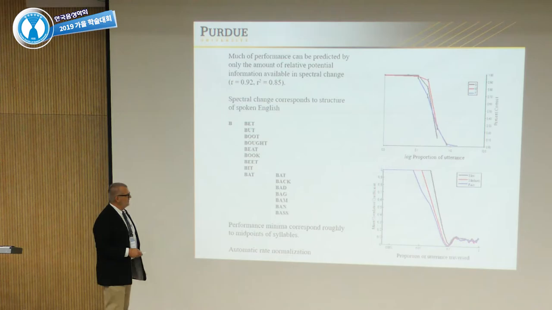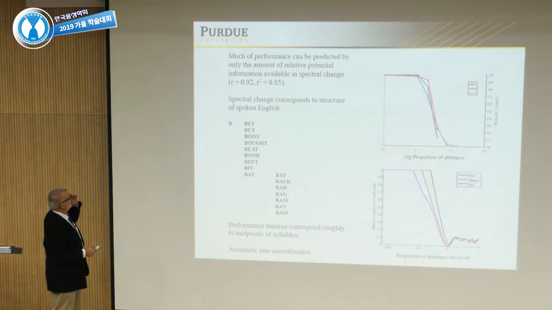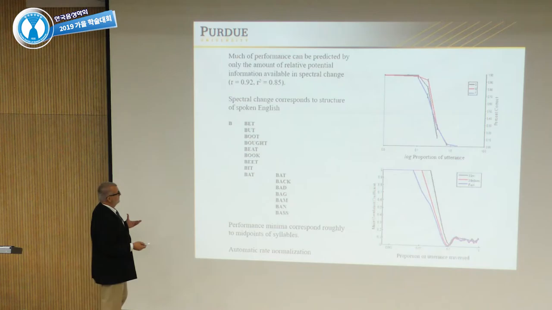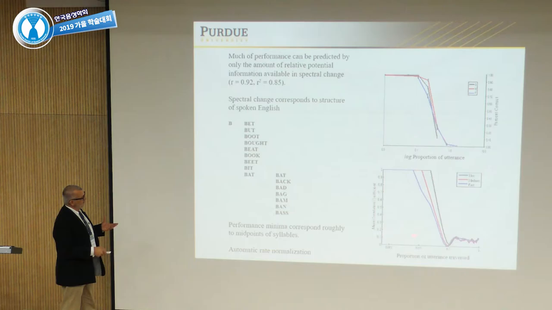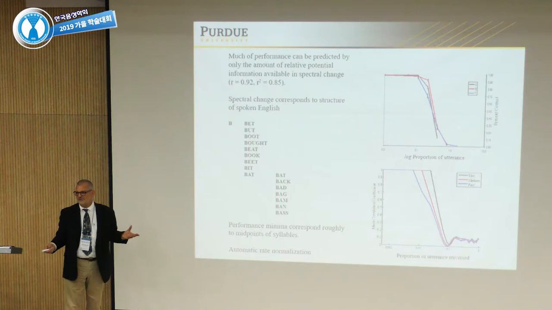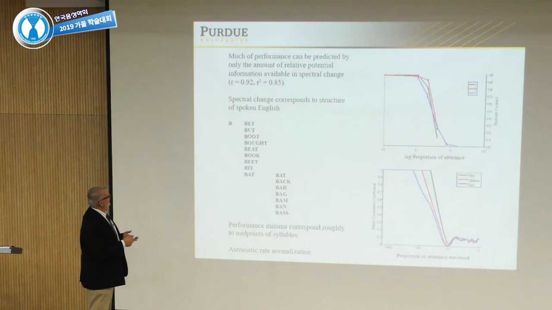And where that roughly maps onto, for at least English, first, much of the performance can be predicted by only the relative potential information available in spectral change, R = .92. In this case, this spectral change corresponds to the structure of spoken English. The minima roughly correspond to the midpoints of syllables, which is the way English works: the onset is more or less independent from the offset, as in bet, but, boot, bot, beat, bit, bat. So performance minima are roughly when we get to the midpoint of the syllable.